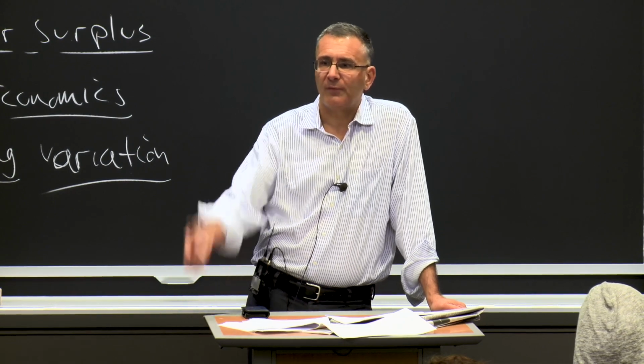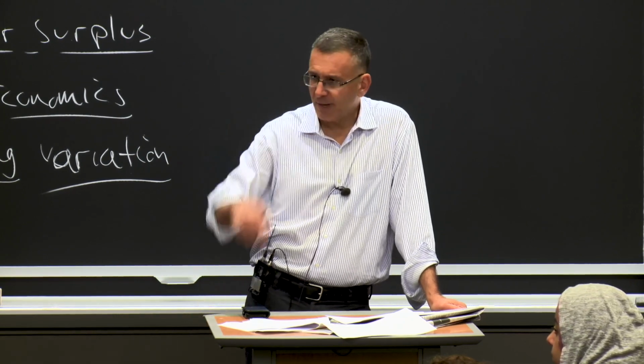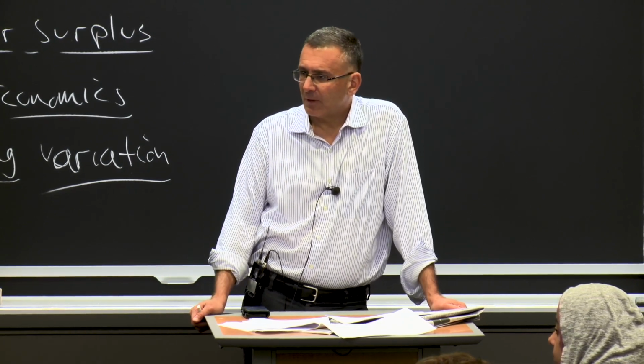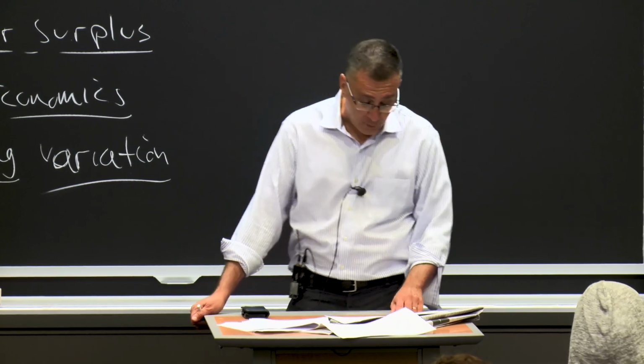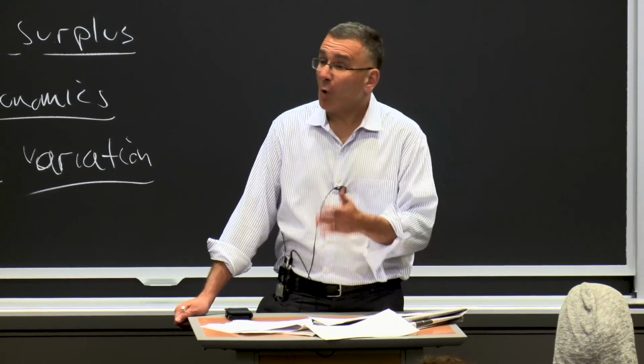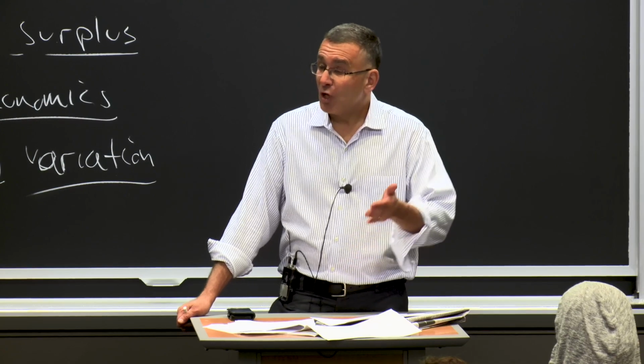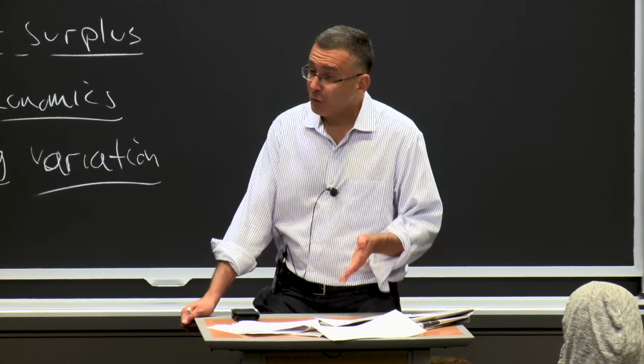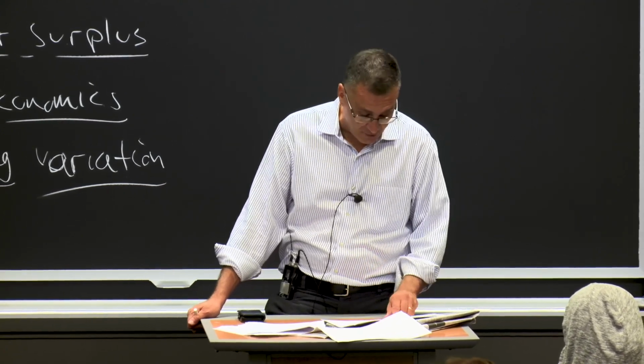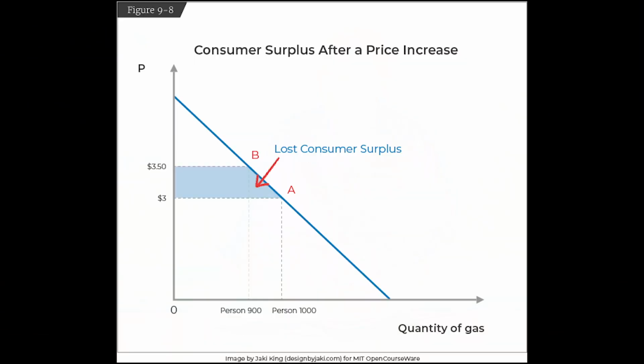Let's get some more folks involved. Folks, go ahead. Quantity supplied goes down as well. Well, not just quantity supplied, quantity sold goes down. Because the price has gone up, you want less. That's the triangle you lost. You have given up units that you used to get surplus on. You used to derive surplus on all the units from 900 to 1,000.